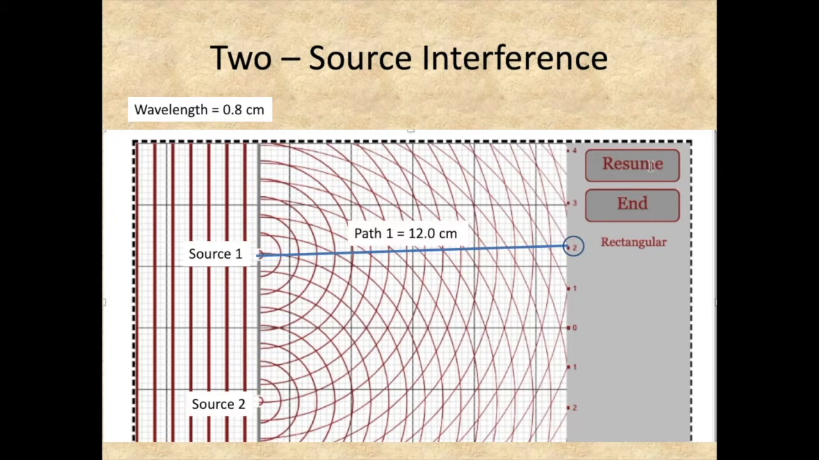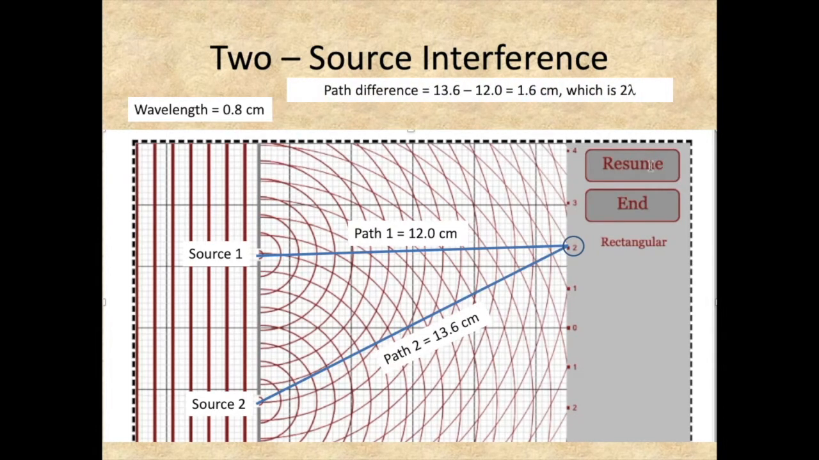The distance from source 1 is 12.0, distance from source 2 is 13.6. Path difference is the difference of those two distances, which in this case is 1.6, which is 2 lambda. Well, guess what? We're looking at the second constructive interference.